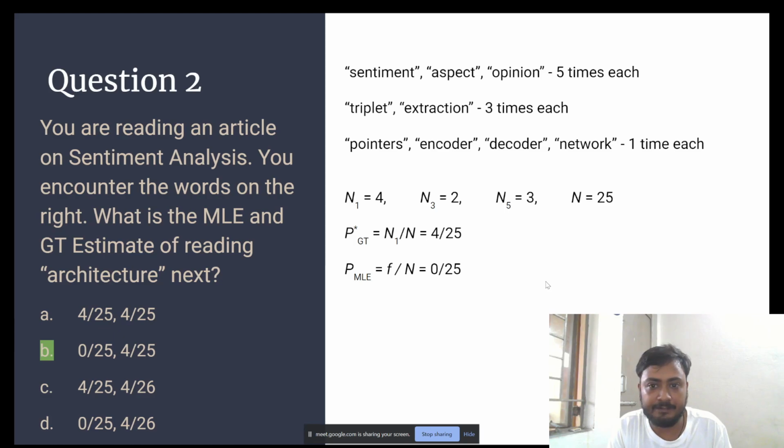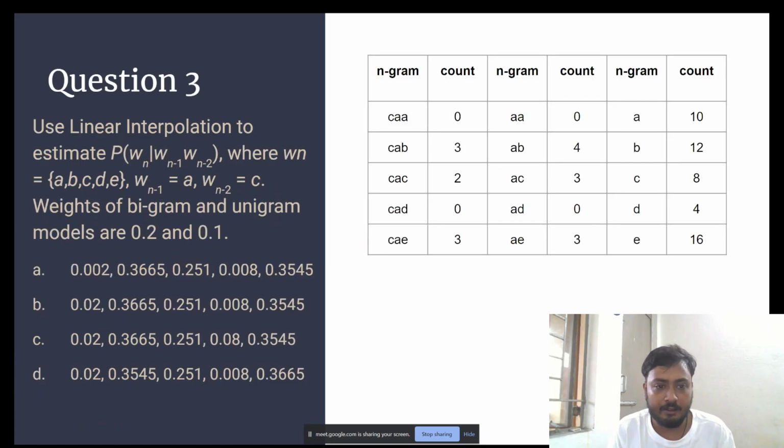All right, let's move on to the next question. Okay, so this is going to be a slightly longer question. This is based on linear interpolation. So what are you asked to estimate? You have been asked to estimate the probability of the nth word given the (n-1)th and (n-2)th words, like a trigram estimate.